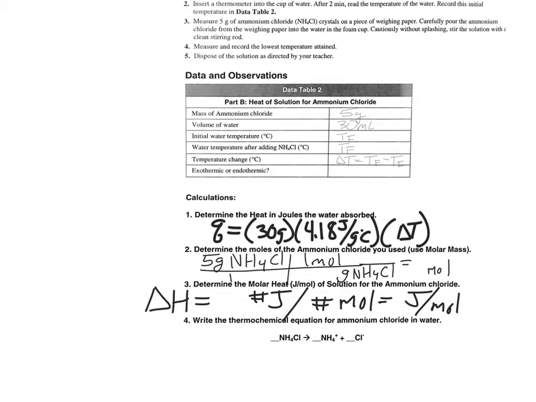So now that you know the delta H of the chemical reaction that you did in part B, you can write the thermochemical reaction for ammonium chloride dissolving in water. You can either put the delta H as positive or negative next to the chemical reaction after you've balanced it, or you can write the delta H on the correct side of the equation depending on if it's exothermic or endothermic based on your data table.